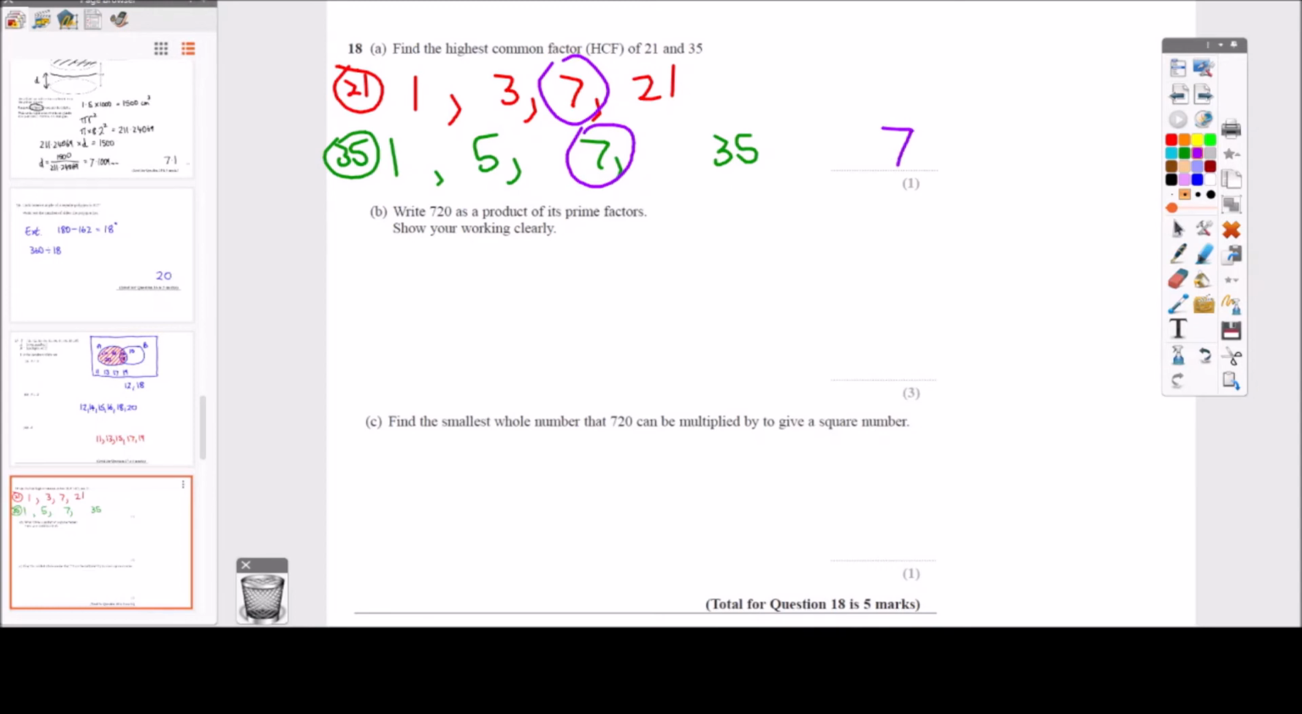Now for 720, product of prime factors is when you do the number tree. So take your 720 and just break it down.